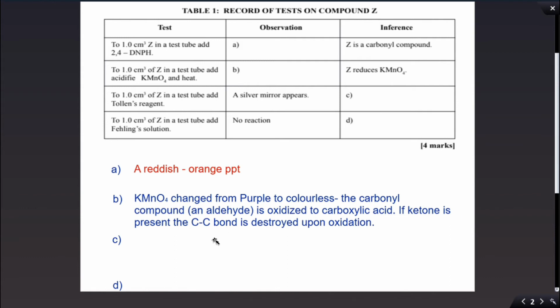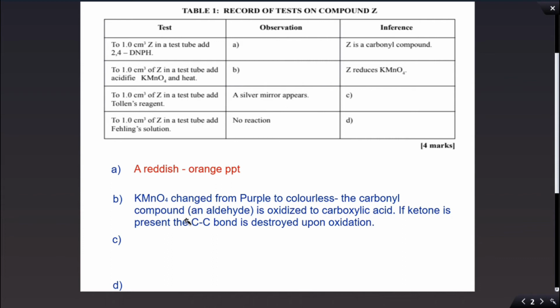If a ketone is present, the carbon to carbon bond is destroyed upon oxidation. Why that takes place is that ketones typically are resistant to oxidation. However, a ketone will undergo oxidation if the oxidizing agent is very strong, such as potassium permanganate. And so, due to the absence of the terminal H in a ketone, the carbon to carbon bond would be cleaved, which is very destructive, upon oxidation with potassium permanganate.